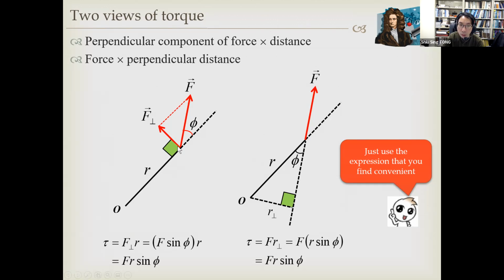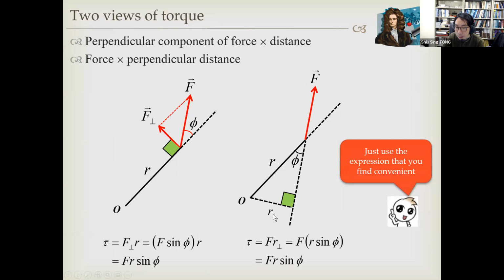Now, if you look at this diagram and define the angle phi as the angle between F and the radius r, then F perp is just F sine phi, right? You just resolve the force component in the perpendicular direction, and you get F sine phi. So the torque is actually F r sine phi. But if you use your secondary school point of view, which is the force multiplied by the perpendicular distance.